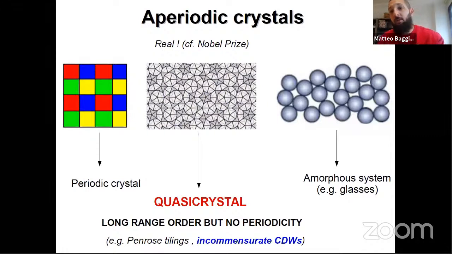And two typical examples that are discussed a lot. One is the Penrose tilings, which appear in a lot of, for example, architecture, especially Arab architecture. They are very nicely decorated and aperiodic tilings. And one other example, which is more relevant for the topic of strange metals or superconductivity, et cetera, is the incommensurate charge density wave.